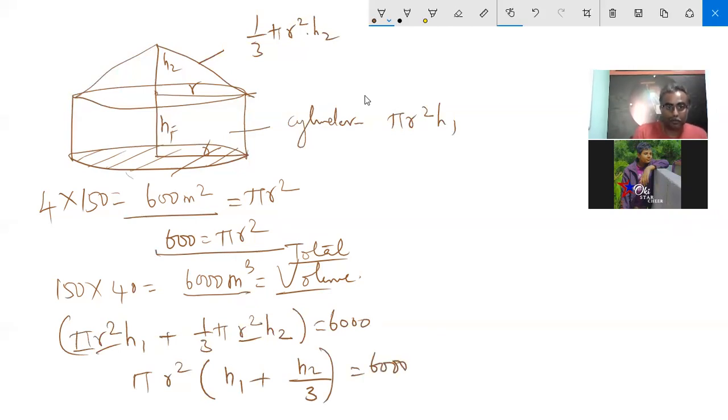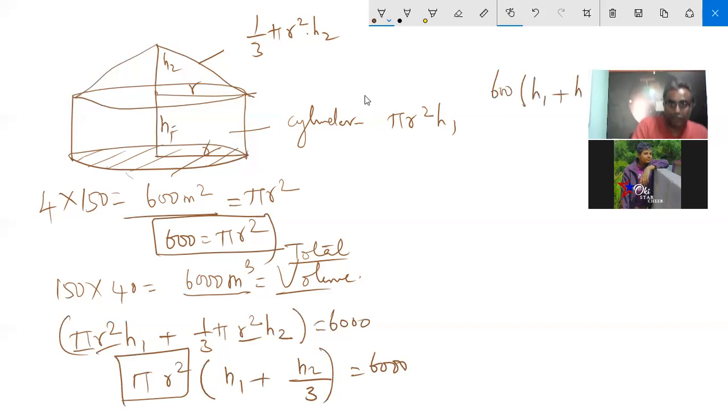Now we found out pi r squared is equal to 600. That means this is 600. Okay. So you say 600 into H1 plus H2 by 3 is equal to 6,000. That means H1 plus H2 by 3 is equal to 6,000 by 600. Cut this off, we get 10. H1 plus H2 by 3 is equal to 10. Okay, that is what we are getting.